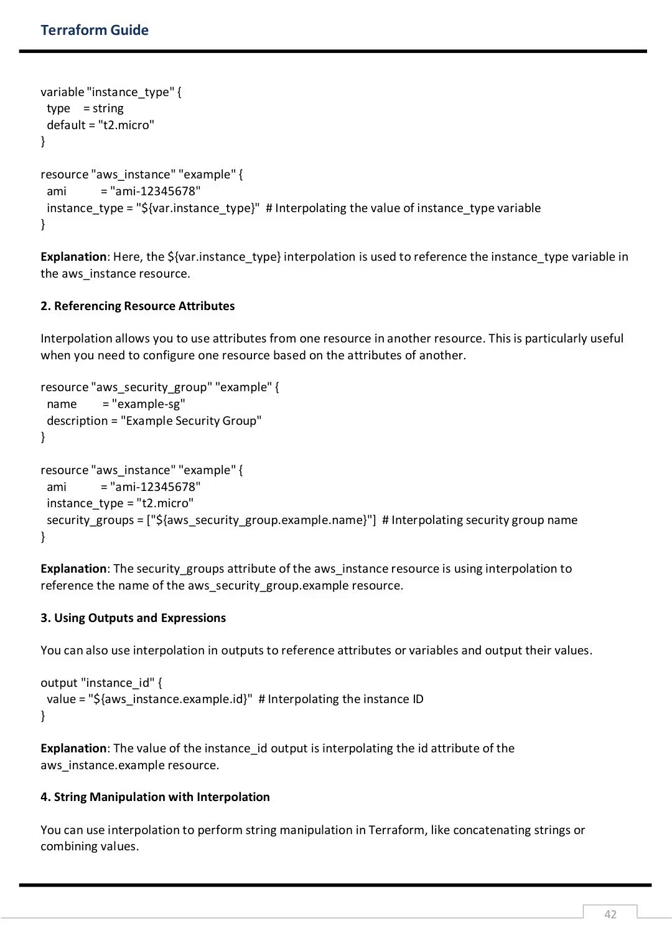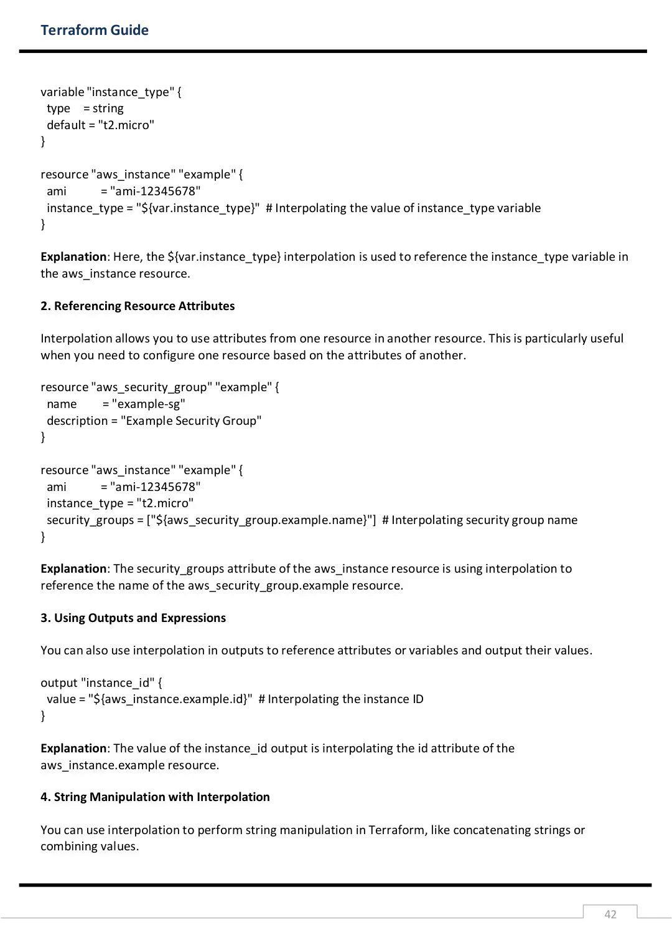2. Referencing resource attributes. Interpolation allows you to use attributes from one resource in another resource. This is particularly useful when you need to configure one resource based on the attributes of another. Resource aws_security_group example. Resource aws_instance example, interpolating the security group name. Explanation: the security_groups attribute of the AWS instance resource is using interpolation to reference the name of the AWS security group resource.